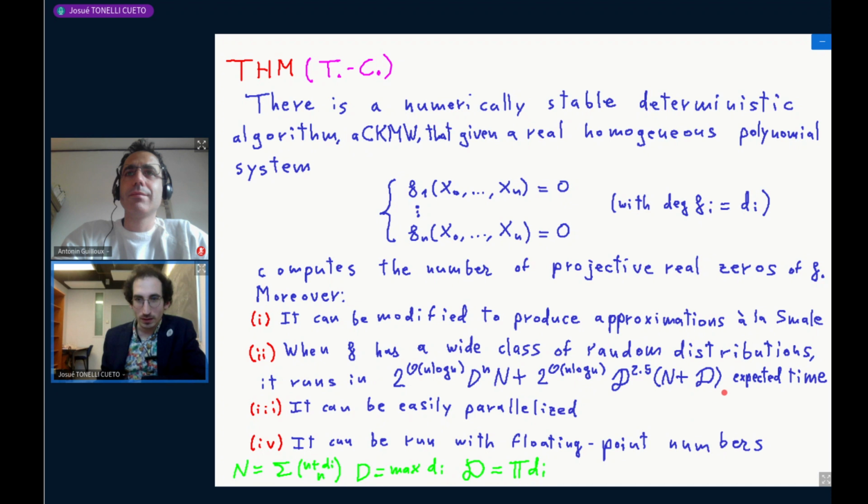And you can see that the complexity bound is a little bit weird. So the expected runtime of this model will be like almost single exponential in n. Then there is this factor here, d to the n times the number of coefficients, including zero coefficients. And then here we have the Bézout bound combined with the number of coefficients. And again, this algorithm can be easily parallelized, and it can also be run with floating point numbers.